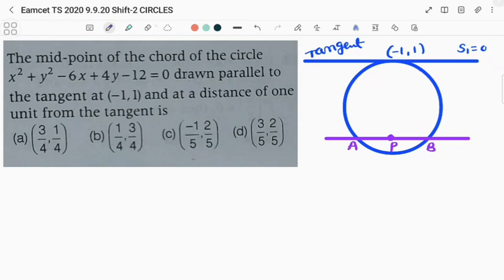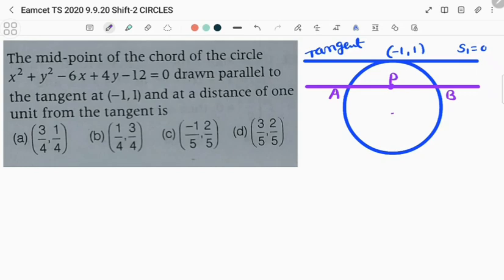So better to draw it here. So this is A, this is B, this is P, the midpoint of chord. This is the center of the circle, which is at a distance of 1 unit as given. Either here or here you can take it. 1 unit.